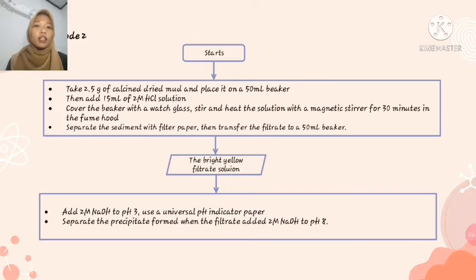and then wash the sediment with distilled water until the pH of the water is neutral, and then the precipitate is heated in the oven at 110 Celsius to a constant weight, and then record the final sediment mass obtained, then analyze it with FTIR. The result is 0.093 grams.